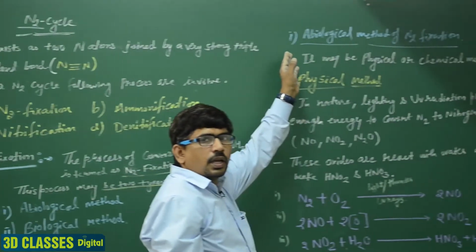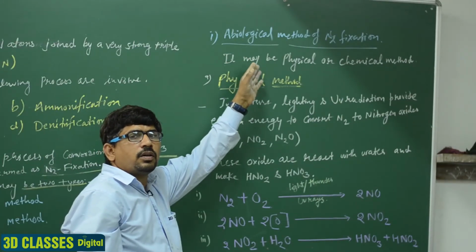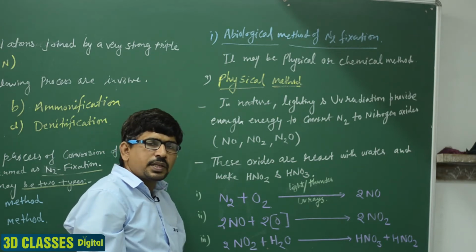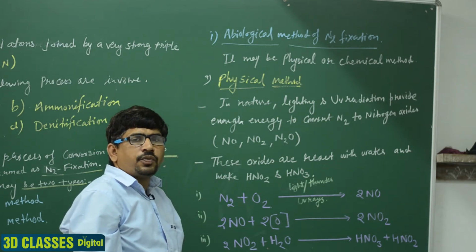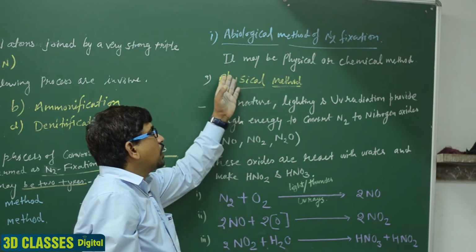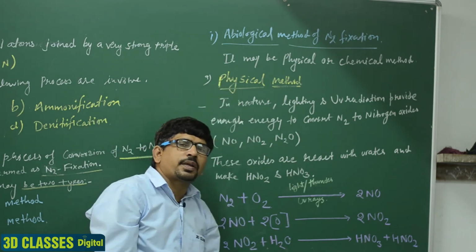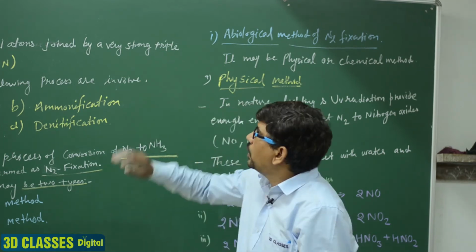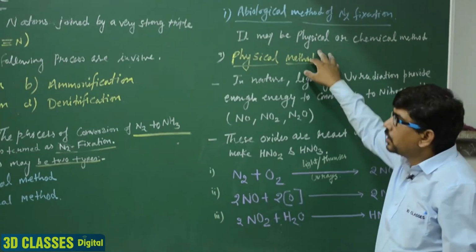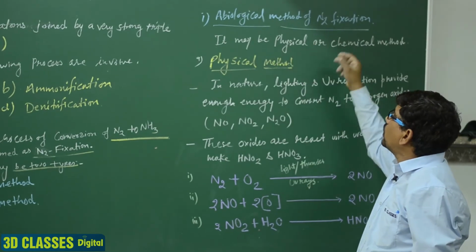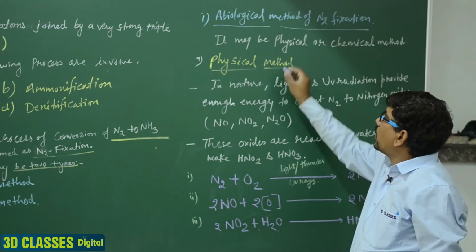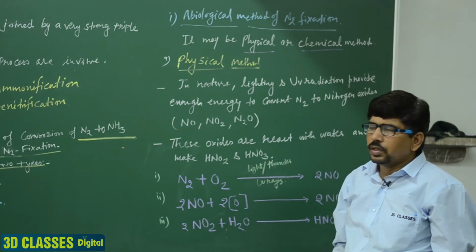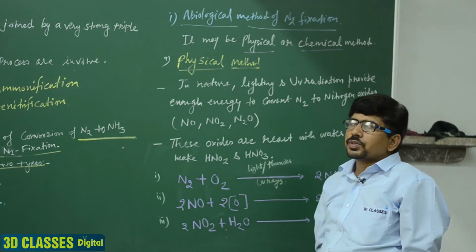Abiological method of nitrogen fixation. Another way to say it is abiological N2 fixation. This process may be chemical or physical. We study one by one: first physical, then chemical. First we discuss the physical process.